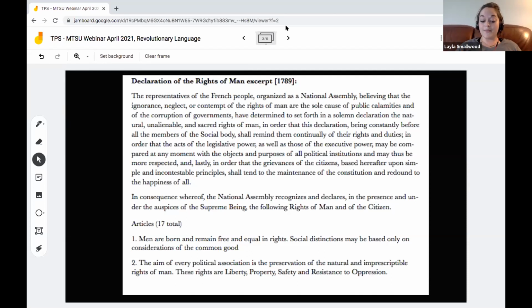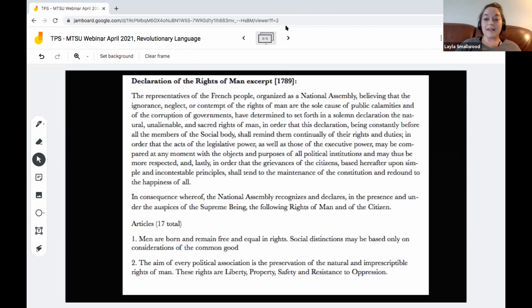Men are born free and remain free and equal in rights. Social distinctions may be based only on consideration of the common good. The aim of every political association is the preservation of the natural and imprescriptible rights of man. These rights are liberty, property, safety, and resistance to oppression.